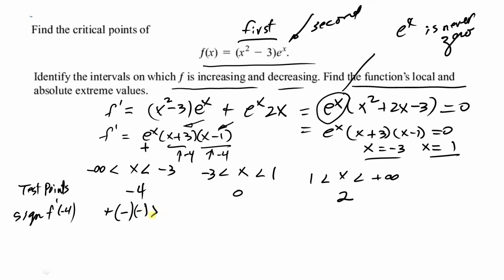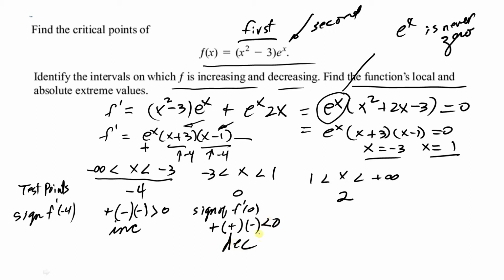So that is two negatives, and they multiply together to give a positive, so we know the function is increasing between minus infinity and minus 3. So now we want to find the sign of f prime at 0. It's going to be a plus again, and then the sign of 0 plus 3, which is plus, then the sign of 0 minus 1, which is minus, so that's less than 0, so the function is decreasing.